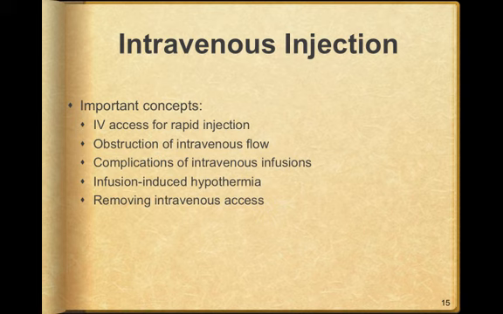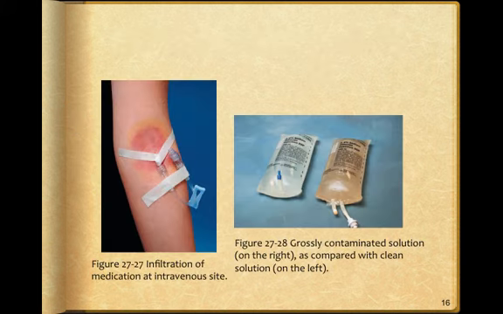Infusion-induced hypothermia, and that's because the fluids themselves are room temperature. So if you're running a bunch of fluids in, very simply, it can bring down the patient's temperature. And then removing intravenous access. So whenever it's all done, you got to undo everything that you've just placed onto your patient. Example of this, all of this tape here would need to be removed while pulling the IV out quickly.